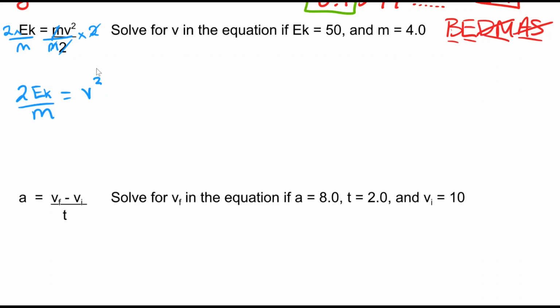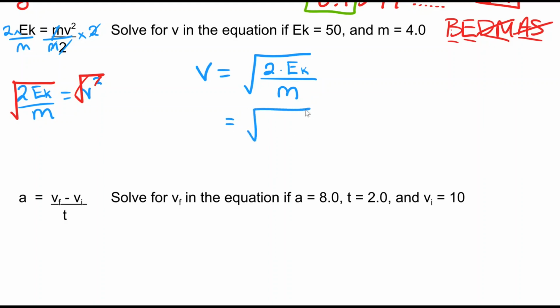Now we'll deal with our exponent. So instead of squaring, what's the opposite of squaring? Square rooting. So the square and the square root cancel. Whatever you do to one side, you've got to do to the other. So my rearranged equation, v, which is all by itself now, is equal to the square root of 2 times ek over m.